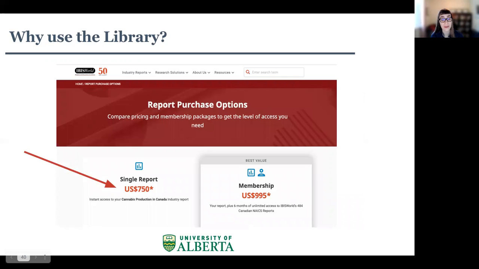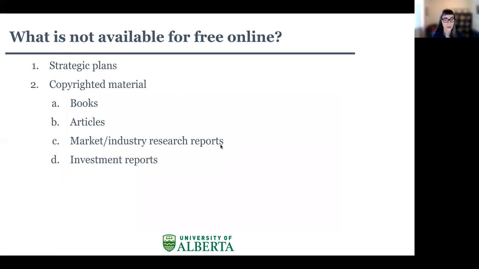I will show you later the exact same report that is available for free to you as a student. And so keep in mind that is why you're using the library, so you don't have to pay sometimes hundreds or thousands of dollars to access these reports. So it's good to remember that not all content you may want to use is available online. And this would include strategic plans, copyrighted material like books, articles, market industry research reports, and investment reports. This is the type of material you can find at the library.